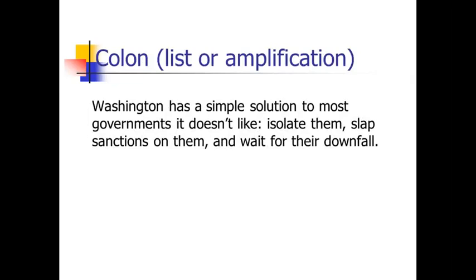Here's an example of using a colon for both a list and sort of an amplification. So it says, Washington has a simple solution to most governments it doesn't like: isolate them, slap sanctions on them, and wait for their downfall. So this is introducing a list, and it's also a bit of an amplification. This was something I must have been reading, I think, in Newsweek.